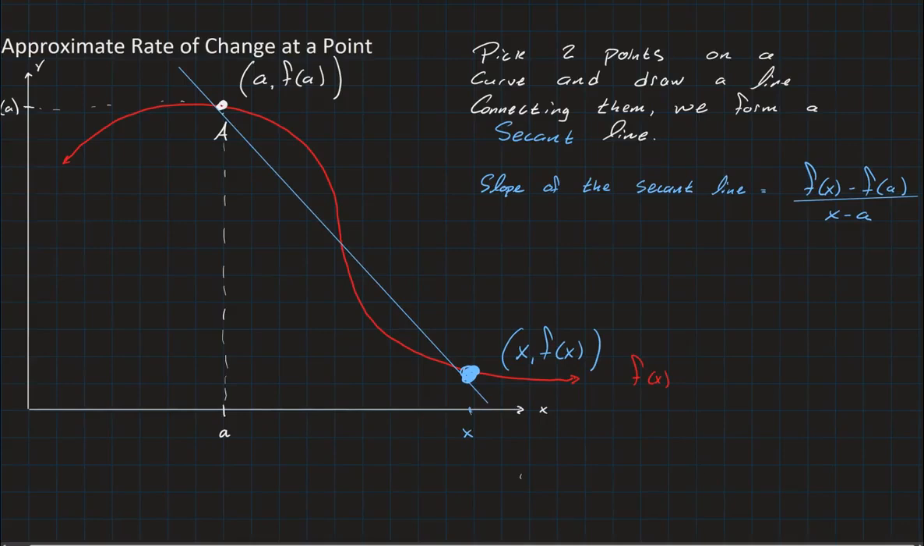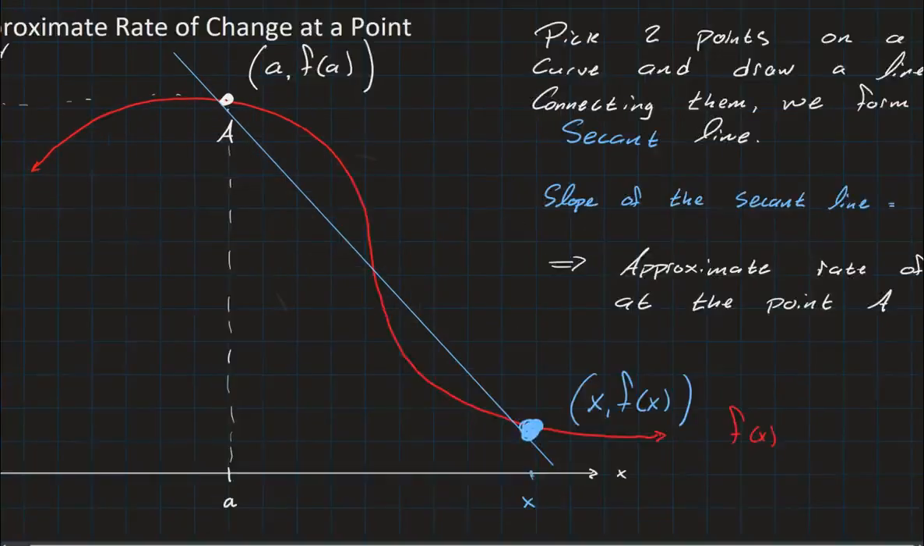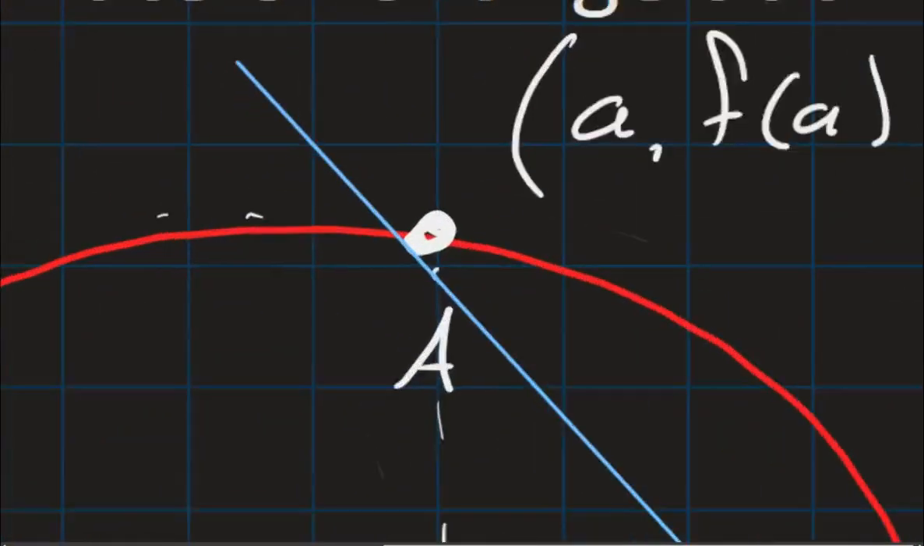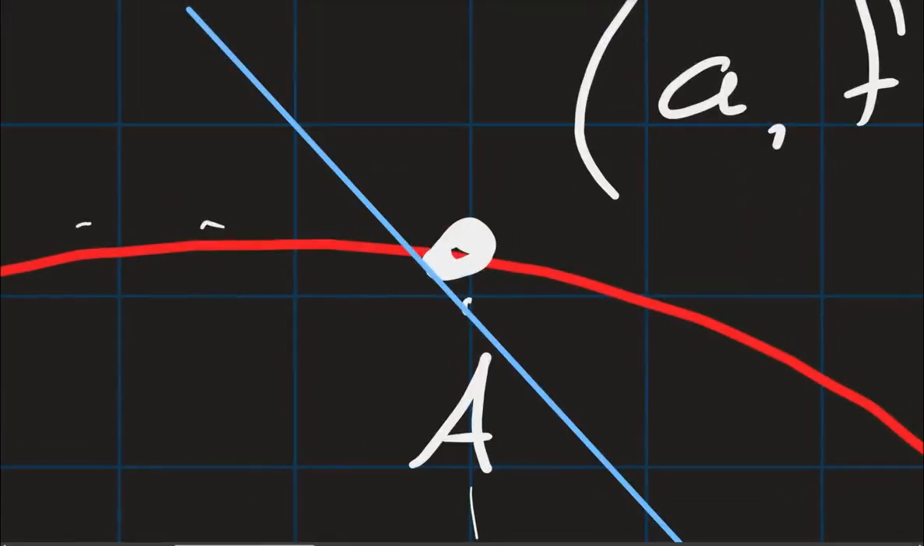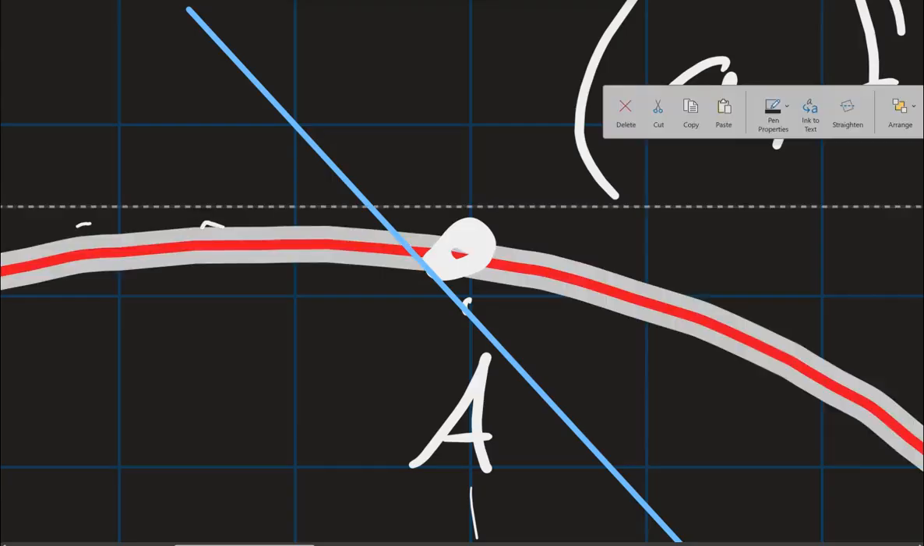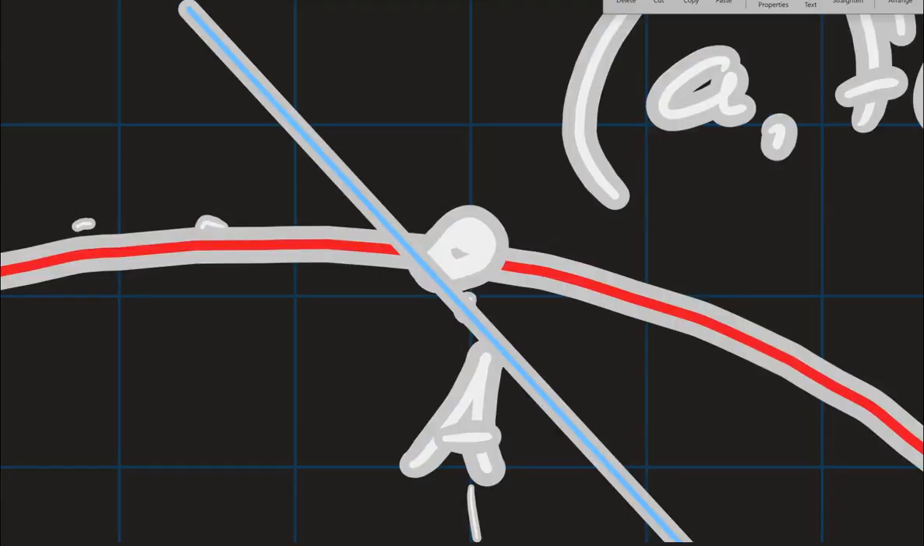Now it turns out that the secant line will actually approximate the rate of change, will approximate the slope of the curve at the point A. Now, if we zoom in really closely, and we look at this, calculus is a lot of zooming in, you can kind of see that this blue line approximates the slope of the red line a little bit.